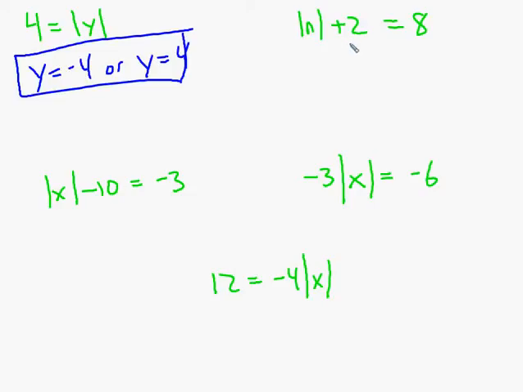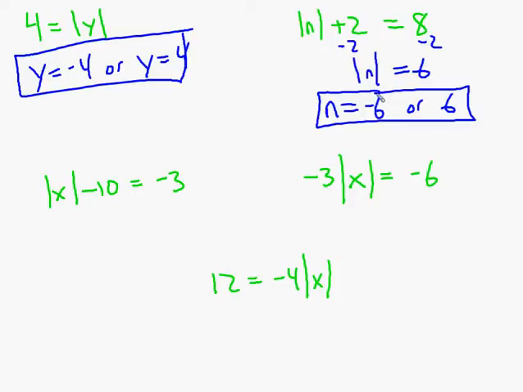How about this one? Subtract 2. Is the absolute value alone? Yes. Now we split it. Once all we have on one side is an absolute value, we split it up. So we get n equals 6 or -6. -6 or 6. This one. Add 10.